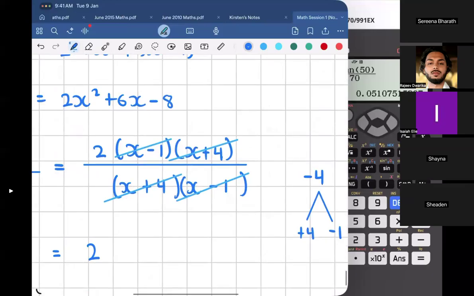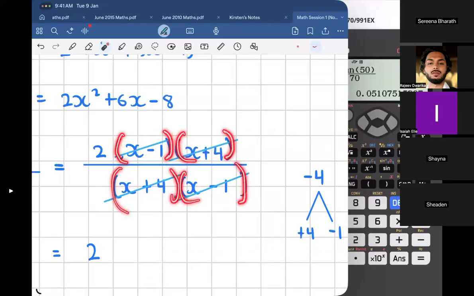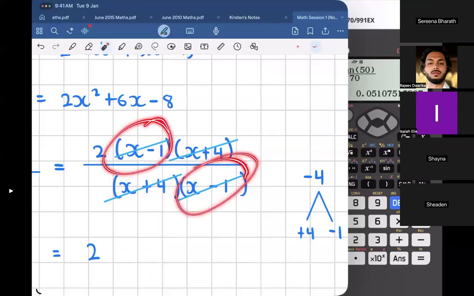So, Serena, you see how we have x plus 4? Okay, watch. You see how we have x minus 1 by x plus 4, and we have x plus 4 by x minus 1. Because we have products there, the products could cancel off with each other. It becomes x plus 4 divided by x plus 4, which would cancel off, and x minus 1 divided by x minus 1.